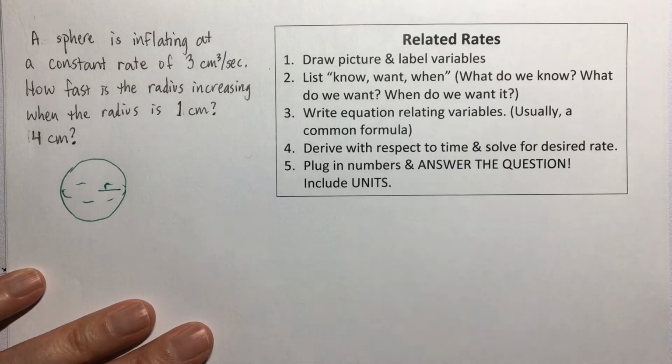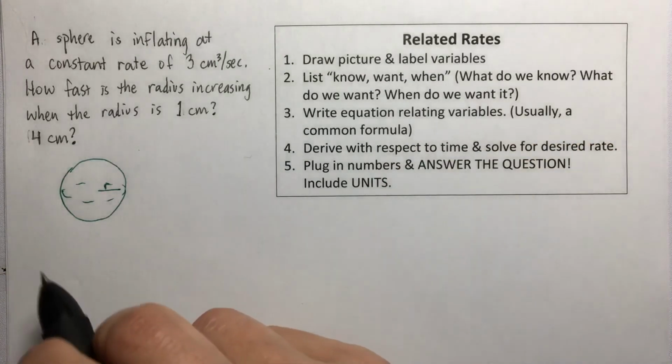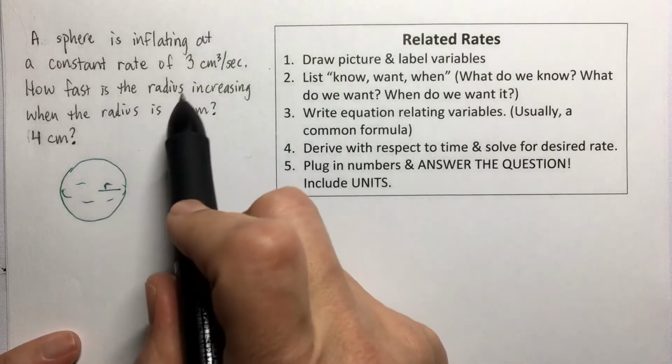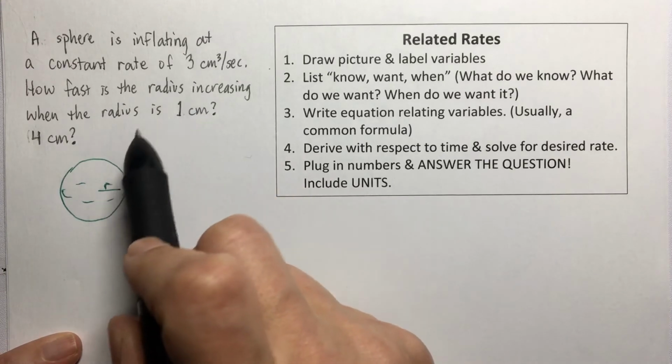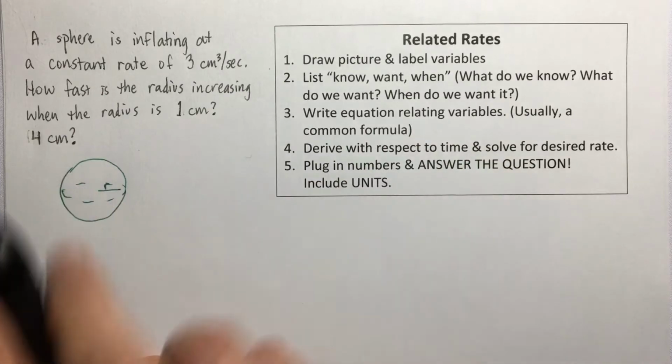Okay. The next is the know, want, and when step, as I like to call it. Like we're going to list out what are the things we know? What is it that we want? And when do we want it? Because this is going to really help us out in a moment.